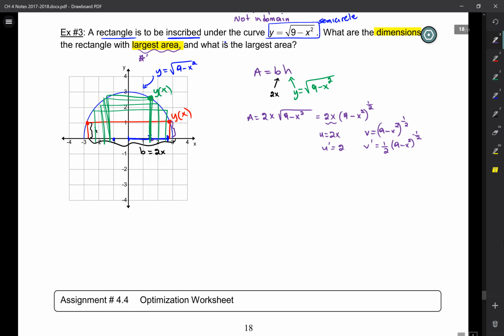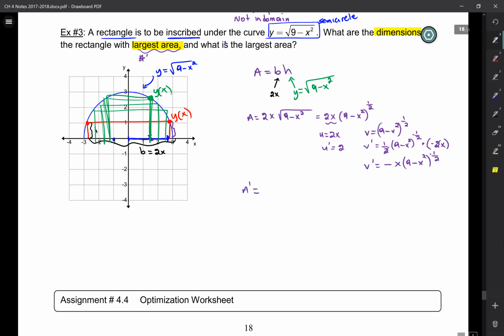I wasn't done yet. So times the derivative of the inside, negative 2x. Now let's simplify that a little bit more. V prime is equal to negative x over the square root of 9 minus x squared. Are we good with this? Now let's find A prime.